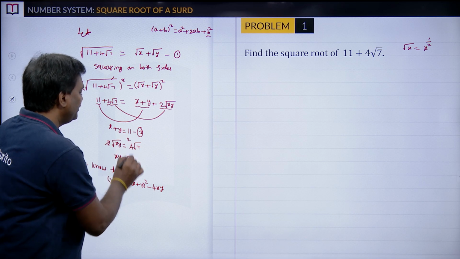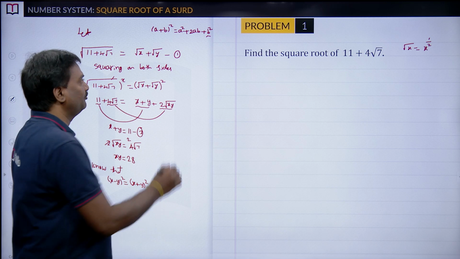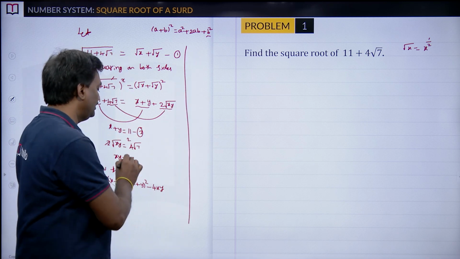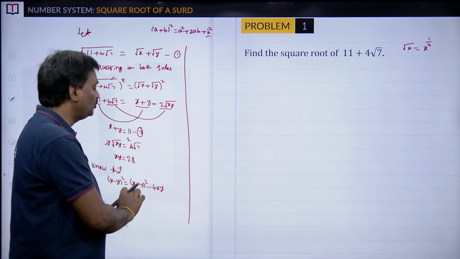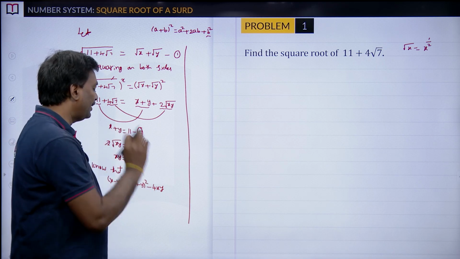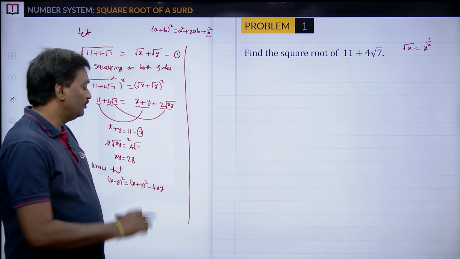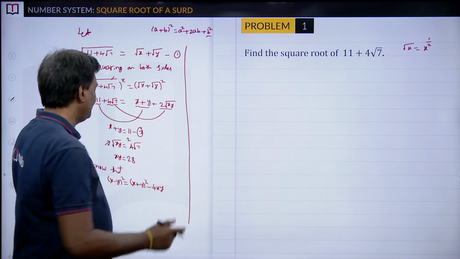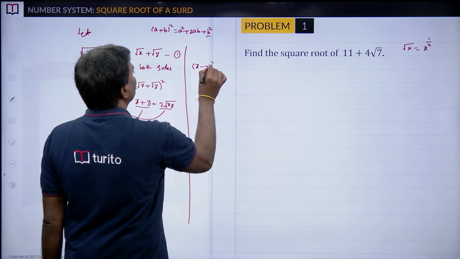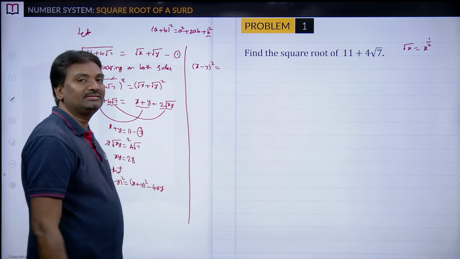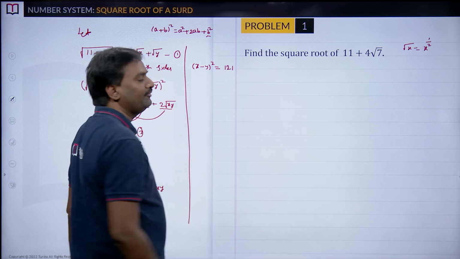Now in place of x plus y we can write 11, and in place of xy we can write 28. In place of x plus y by writing 11, 11 square is 121. In place of xy by writing 28, 4 into 28. So from this, x minus y whole square equal to, in place of x plus y I am writing 11, 11 square equal to 121.